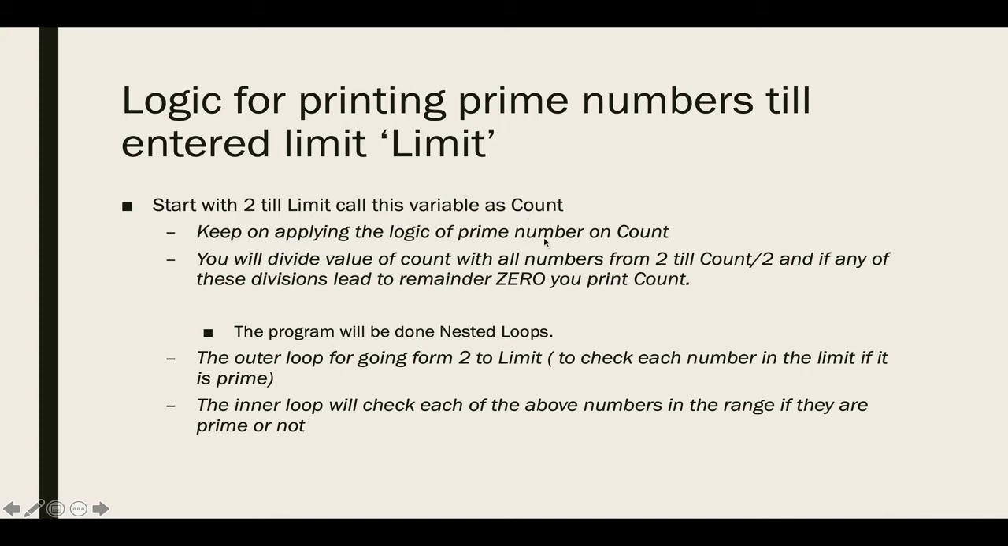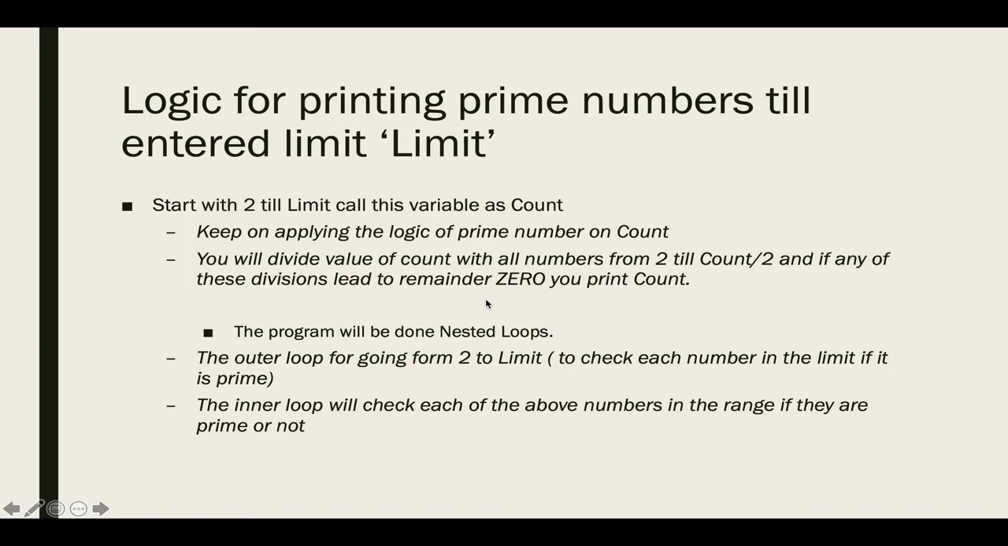So what I am doing, suppose my limit is 30. I will go from 2 till 30 and I will check if 2 is prime, then if 3 is prime, if 4 is prime and so on. And if any of them is prime, I will print that. Otherwise, I will keep on checking the next number. So we have to apply the logic of prime number on each of the numbers falling in the limit. So for this program, we will be doing nested loops.